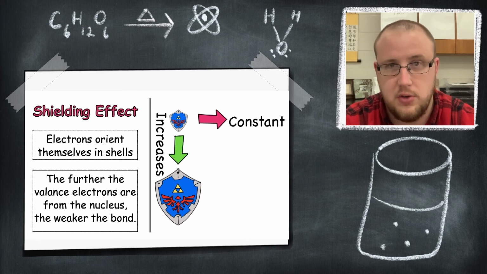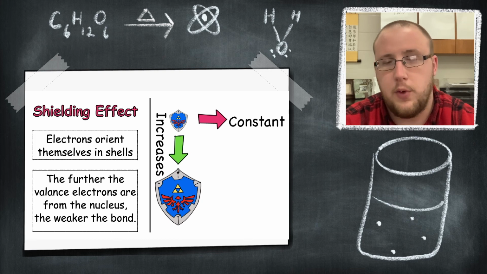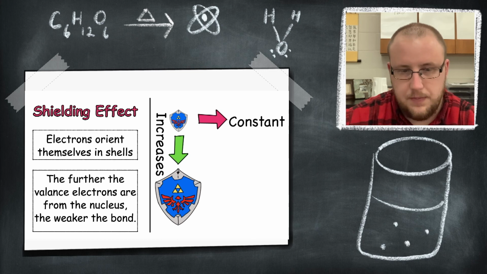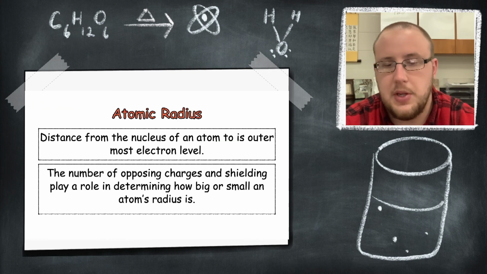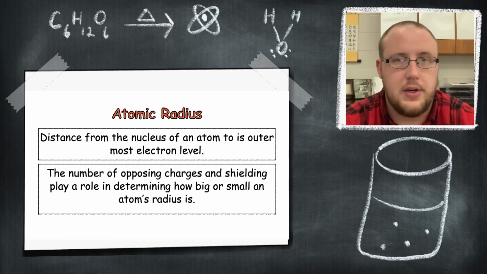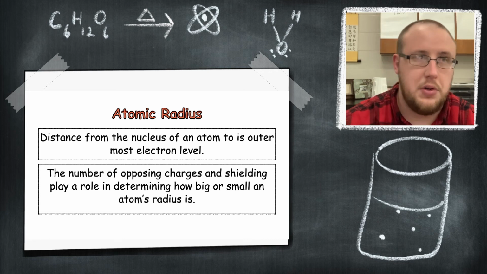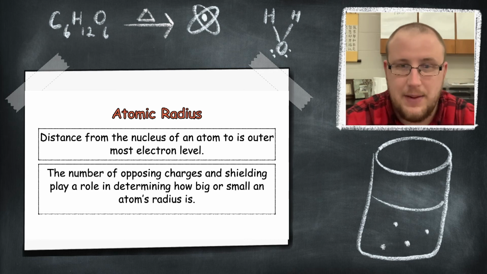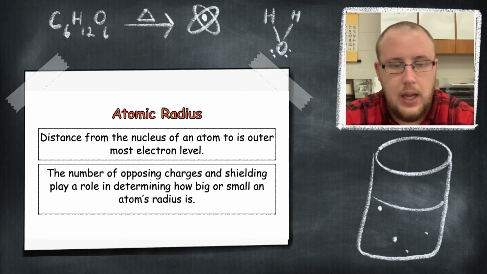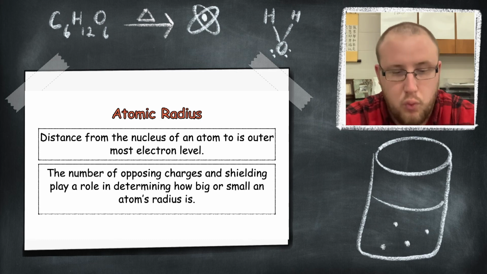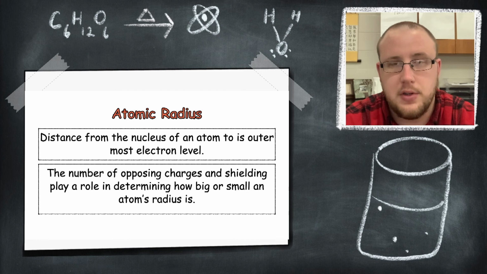That's going to increase your shielding. But if you move across the periodic table, that's not going to affect your shielding. Next thing, the atomic radius is the distance from the nucleus of an atom to its outermost electron level. So think of this like a radius of a circle. You take the middle of the circle and you go to the outer edge. This is the same concept. Okay? The number of opposing charges and shielding play a role in determining how big or small atomic radius is.